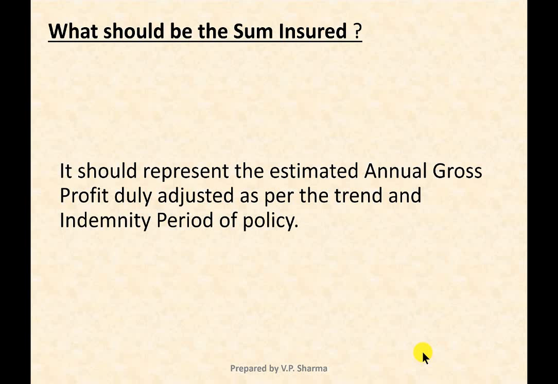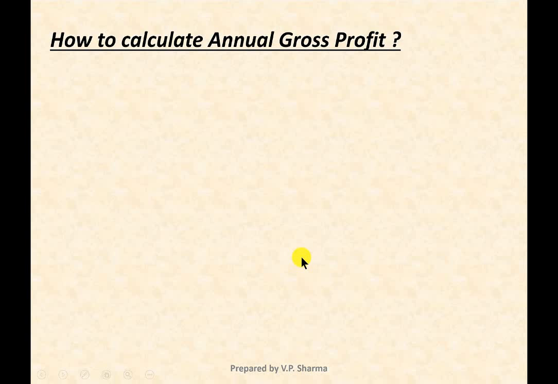What should be the sum insured? Basically, it should represent the estimated annual gross profit duly adjusted as per the trend and indemnity period of the policy. So before deciding the sum insured, the insured has to find out the estimated annual gross profit of the policy, which is to be adjusted based on the trend and indemnity period.